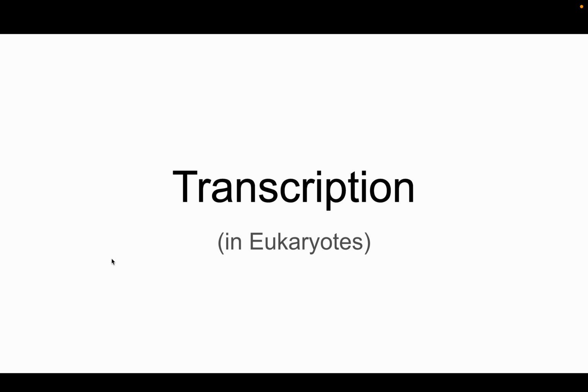Going over transcription in eukaryotes. Now, transcription follows three main steps. The first one is initiation, so how we are beginning to transcribe using the RNA polymerase.